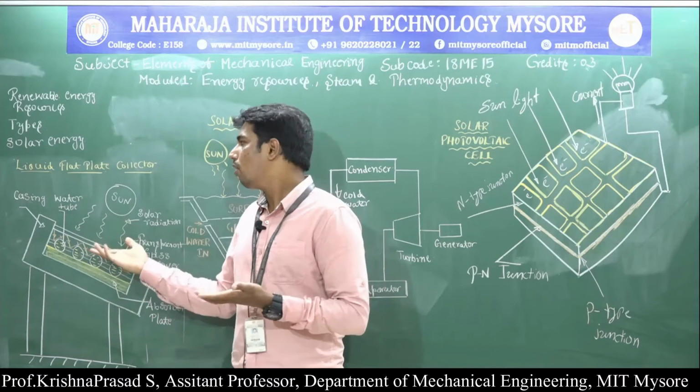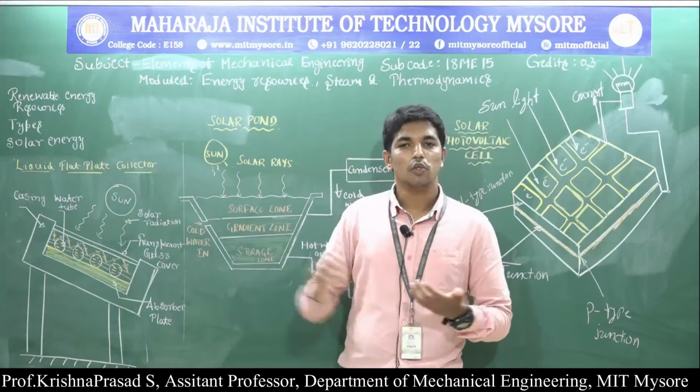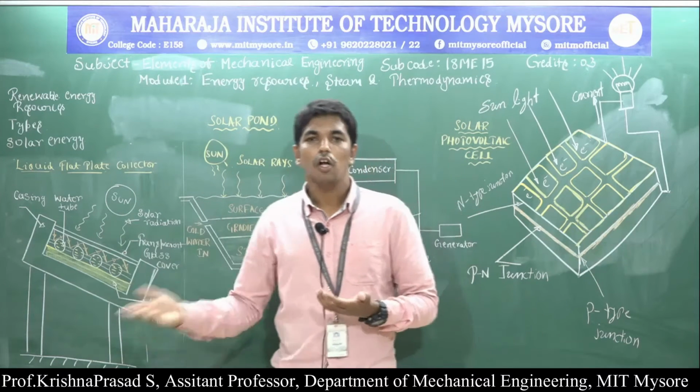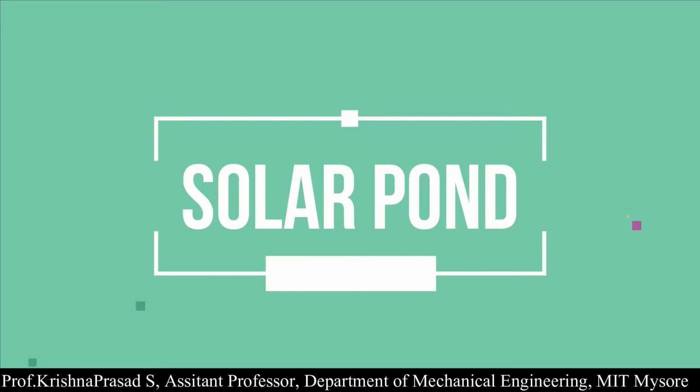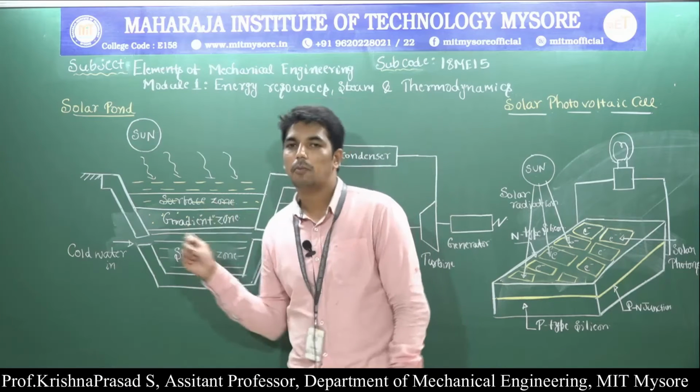So this is the working of the liquid flat plate collector. That means we are converting solar energy into heat energy, which is then used for cooking and heating. The next topic is called the solar pond.